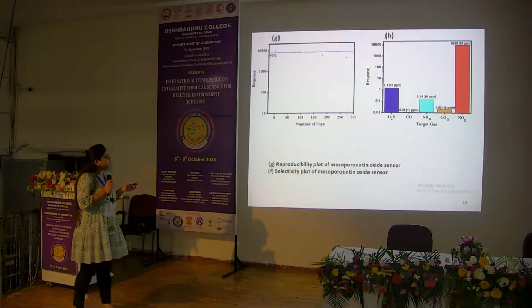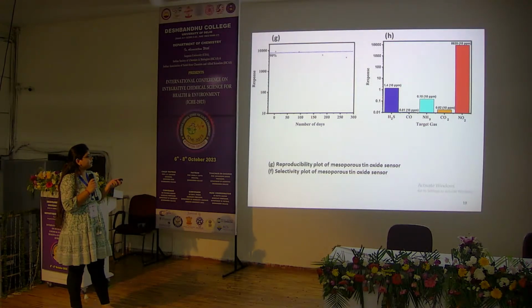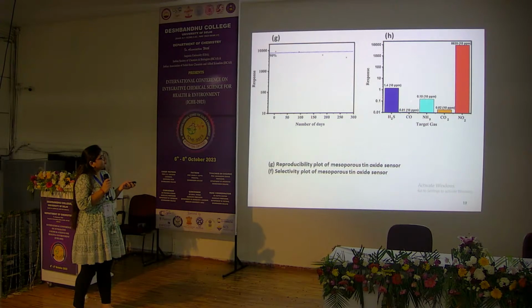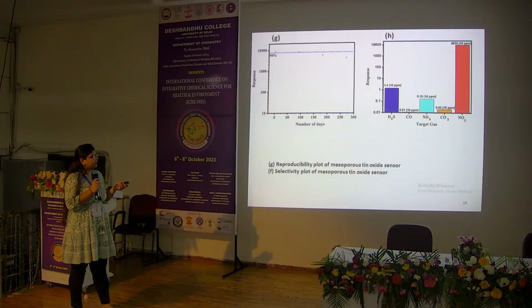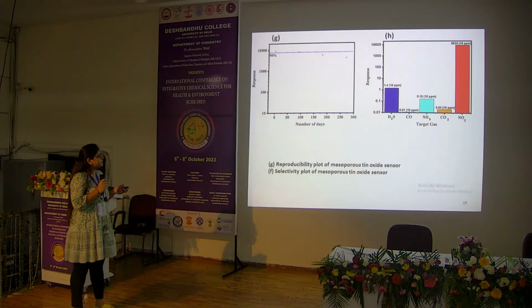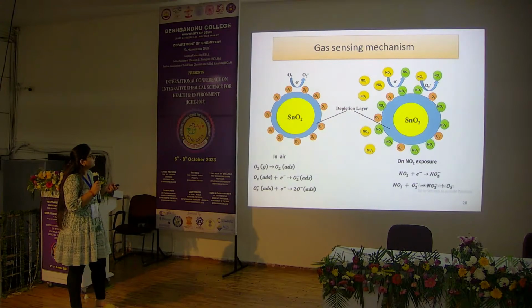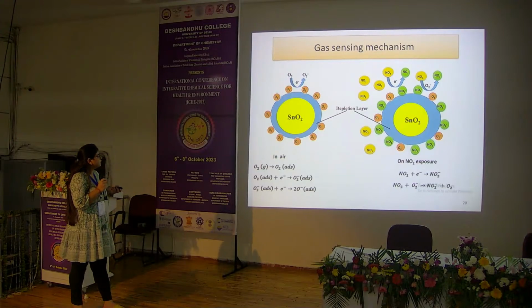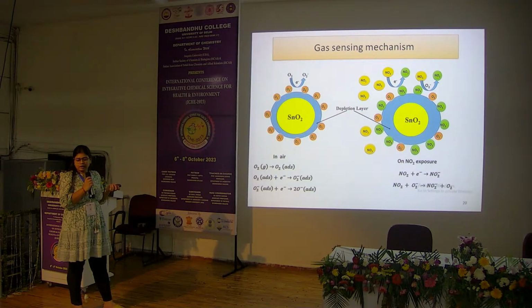This is the selectivity plot. We checked the interference capacity of the gas sensor with different gases, and we found that the effect of other gases was negligible as compared to the NO2 gas. So our sensor was highly selective for NO2 gas at 80 Celsius. So coming to the gas sensing mechanism, as SnO2, tin oxide, is an N-type semiconductor.